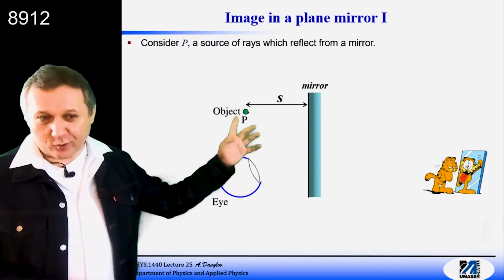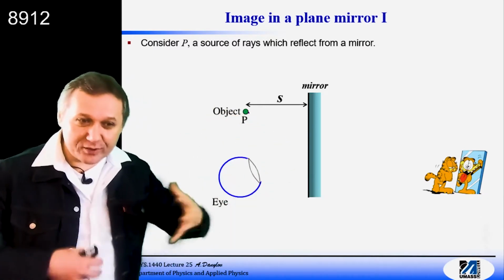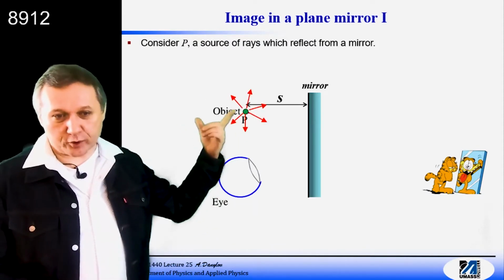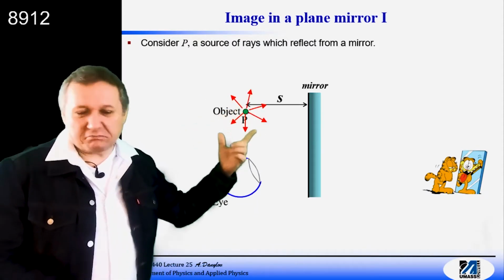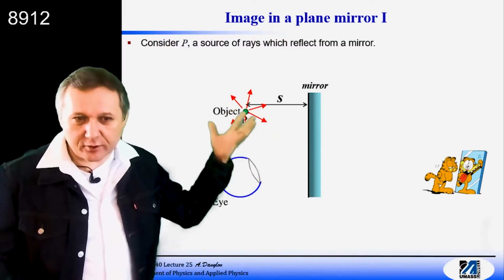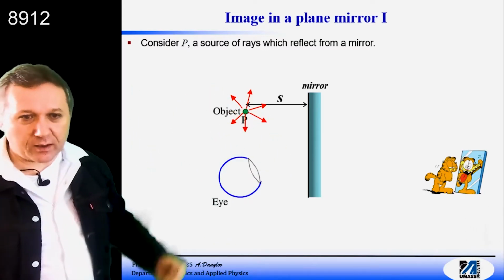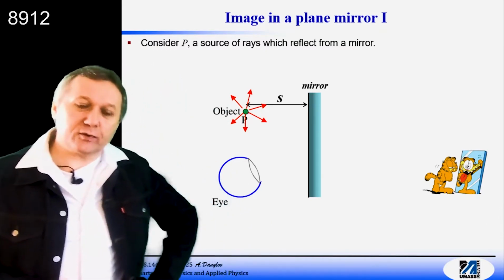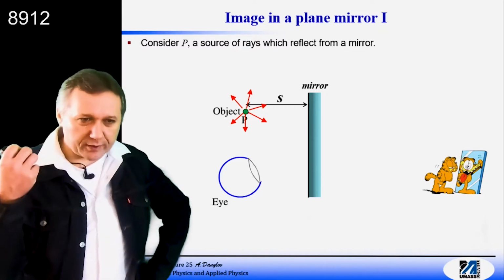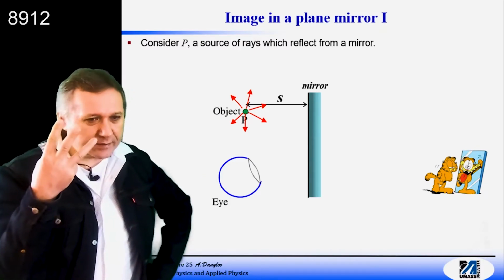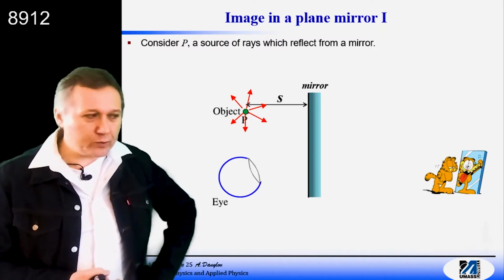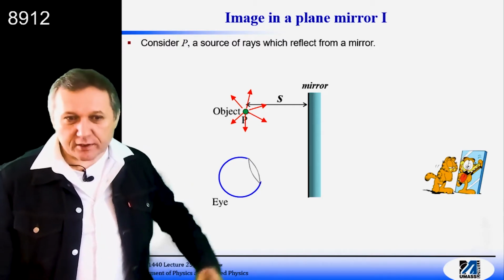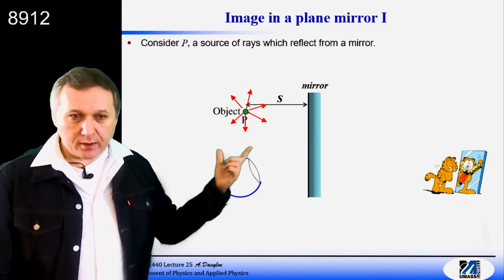Let's start with an object, which we assume is an active object, and it generates light, and that light goes in all possible directions. Of course we can draw as many rays as you want. I drew here 6 rays, and they all go in different directions. But most of the time, when you discuss image formation, you just need to discuss a few rays. Usually 2 or 3 rays are enough to discuss image formation.